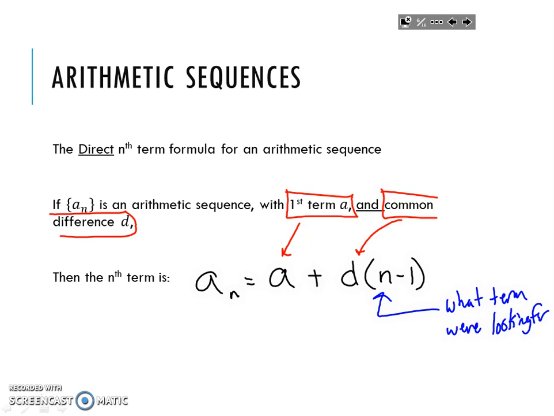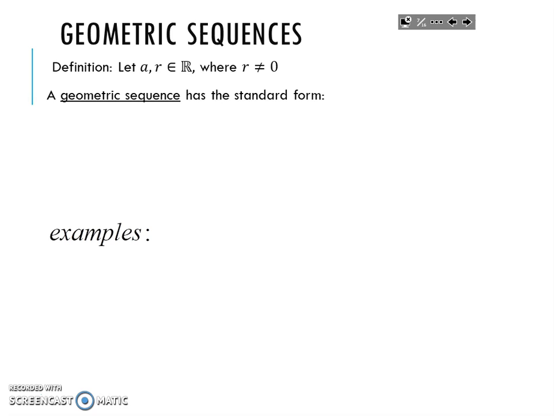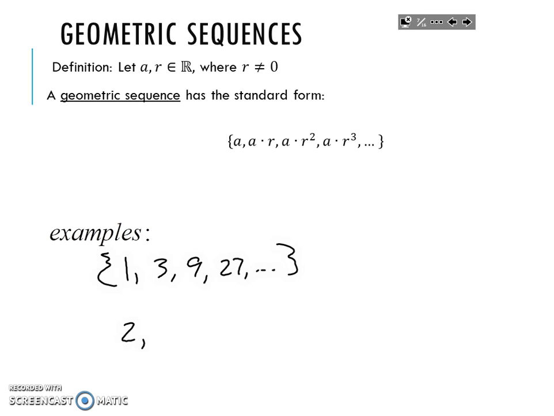Okay? Now, along with arithmetic sequences, there is another type of sequence. The other type of sequence is called a geometric sequence. And a geometric sequence has the standard form of A times R squared, A times R cubed. Okay? Now, some examples: 1, 3, 9, 27. We could go 2, 8, 32.